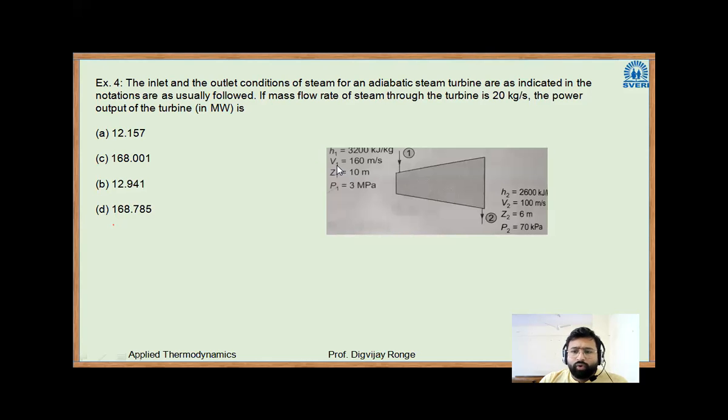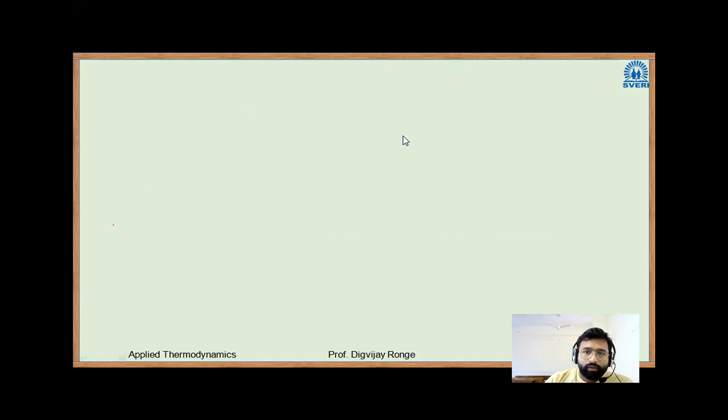Now don't get frightened because it is a turbine. We have not studied turbines, so we don't know anything about steam turbines. How are you asking me such questions at this level? Don't get tense. It is just an example of a control volume. How is it? I will show you.